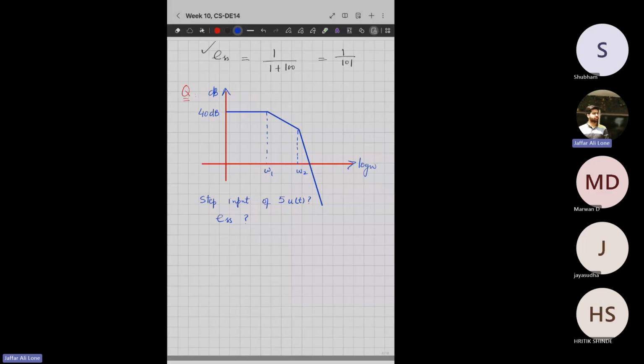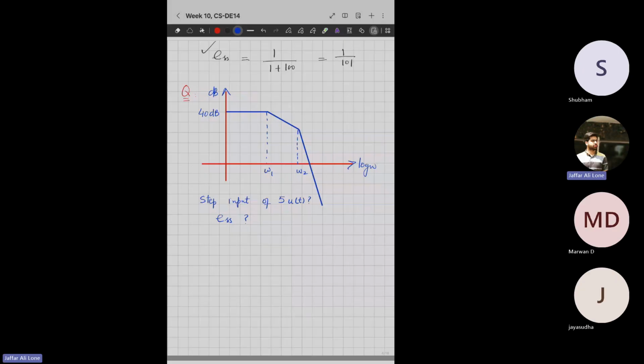We have right now solved this problem. You just don't have to do anything, just some small change.